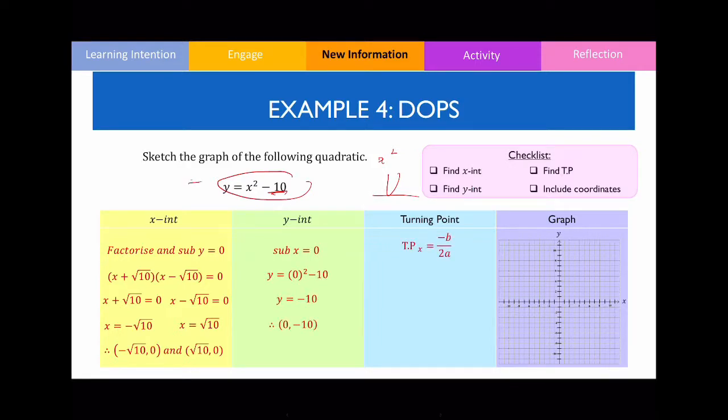Because if you could recognize this, that's the same thing as writing y is equal to (x minus 0) whole squared minus 10, and now that's in the turning point form. Therefore, your turning point is equal to 0, -10, okay? But if you were to use the method I was showing you, then this is how you would do it. And again, same answer. Therefore, this is what your graph would look like.